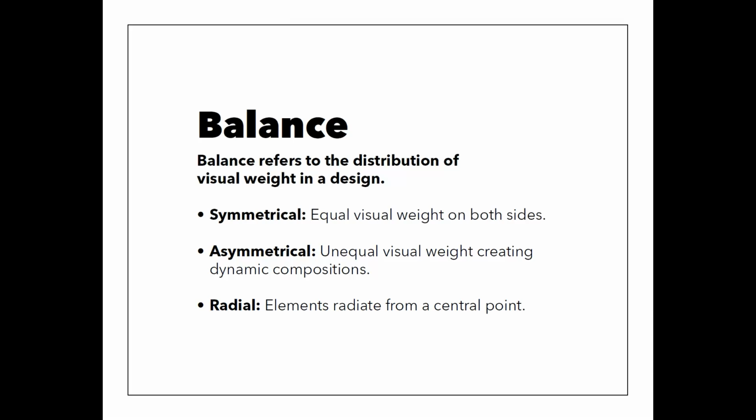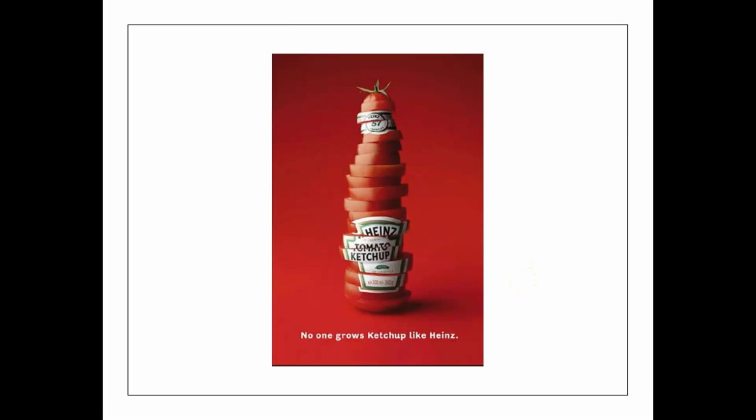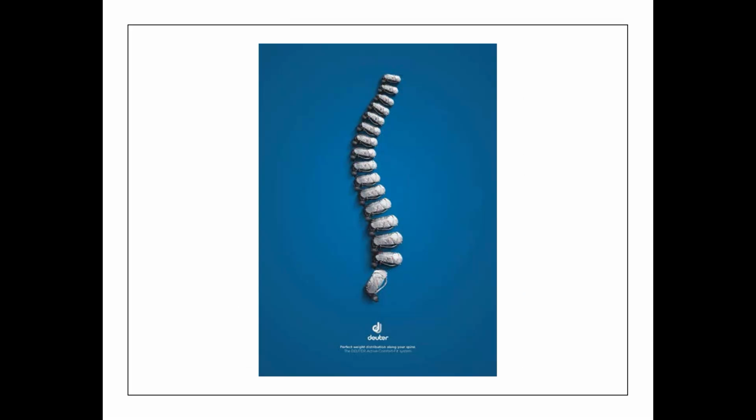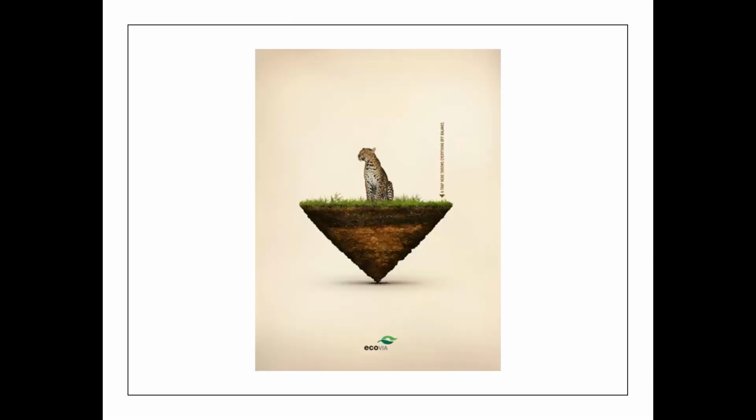Balance refers to the distribution of visual weight in a design. It could be symmetrical or asymmetrical, or even in some cases radial, which is where elements radiate from a central point. So this can be considered a symmetrical type design, where if you were to divide it into two equal size halves, it would basically be weighted the same. Same thing here, very symmetrical. Same thing here, again very symmetrical. Another symmetrical type of design.